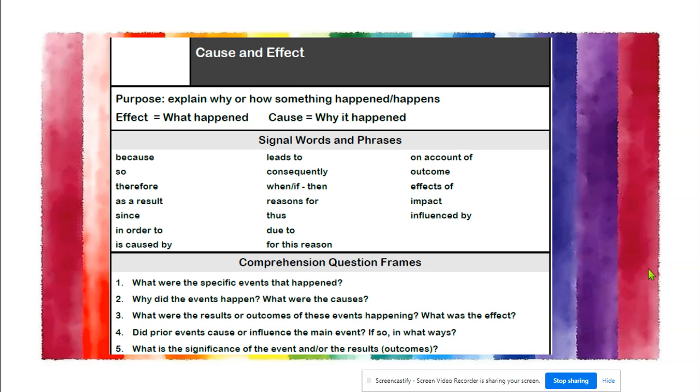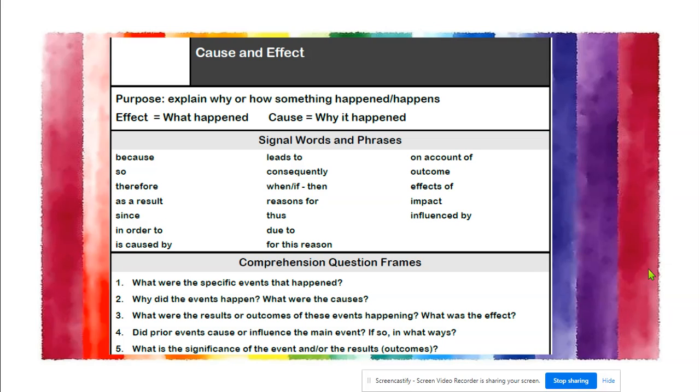Another structural choice that impacts overall text meaning by authors is cause and effect. The purpose is to explain why or how something happened or happens. The effect is what happened, the cause is why it happened. So, some signal words that you might encounter when you're looking at cause and effect are because, therefore, as a result, is caused by, consequently, due to, on account of, outcome, and impact. Those are just some of them.